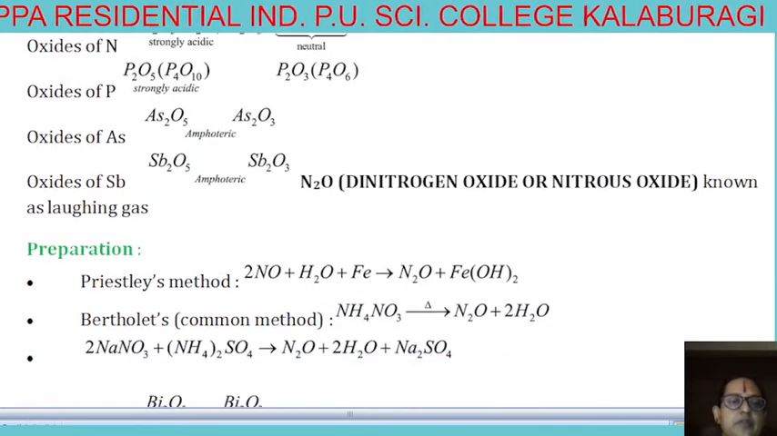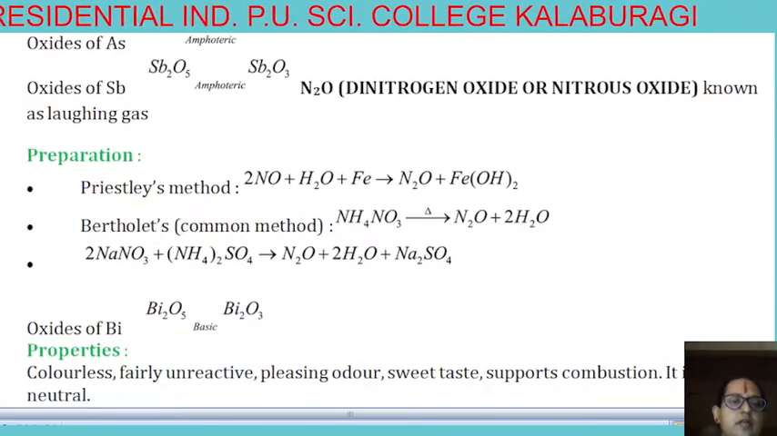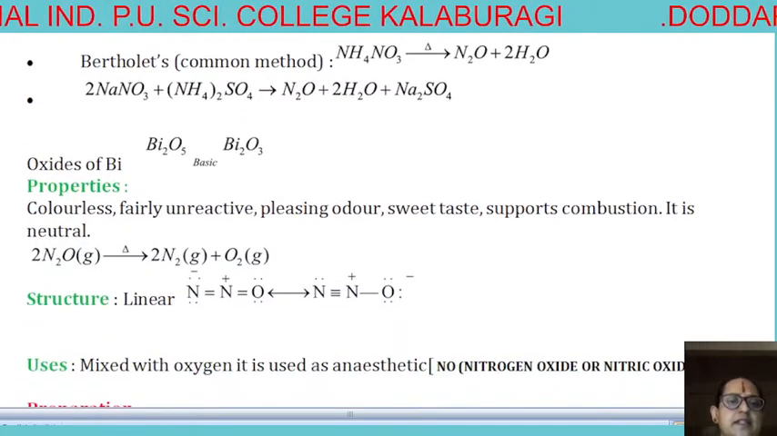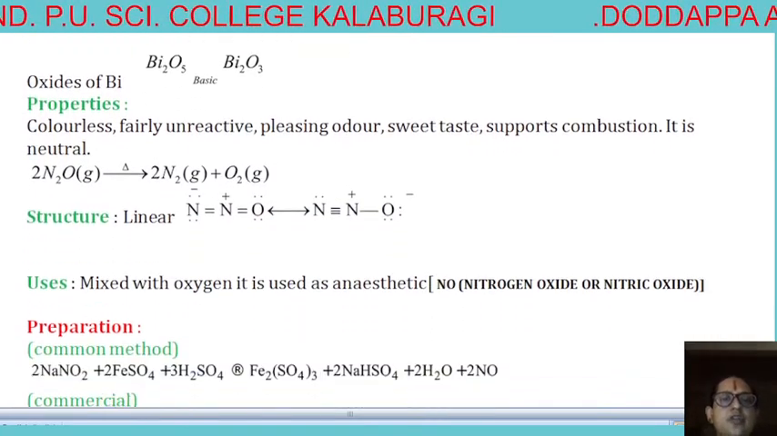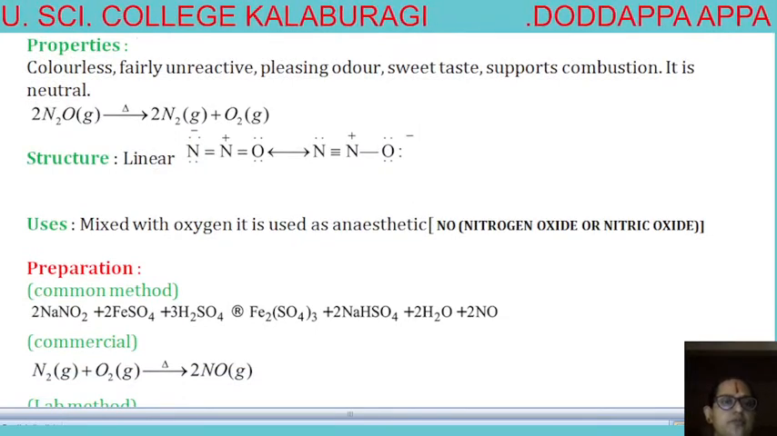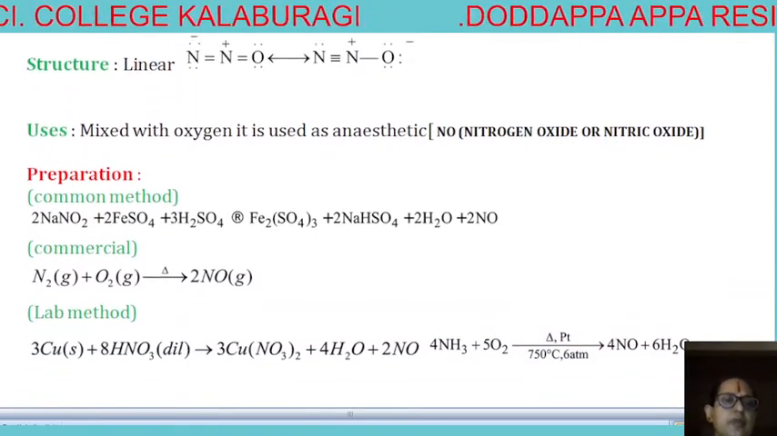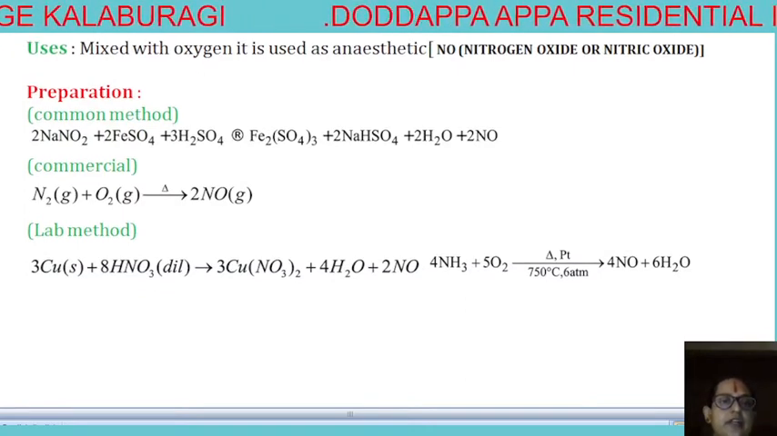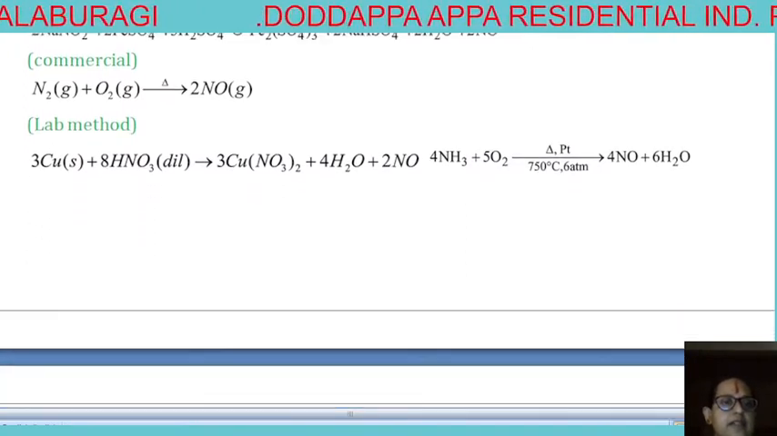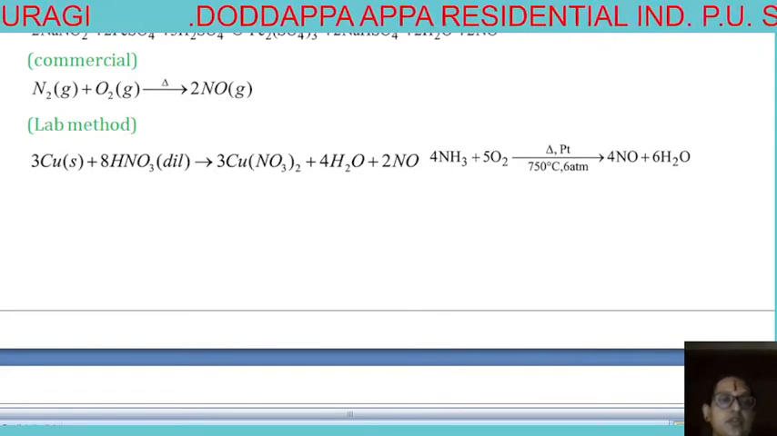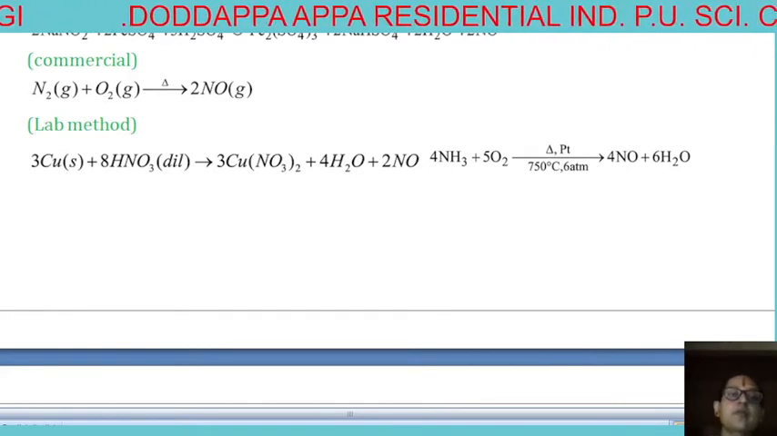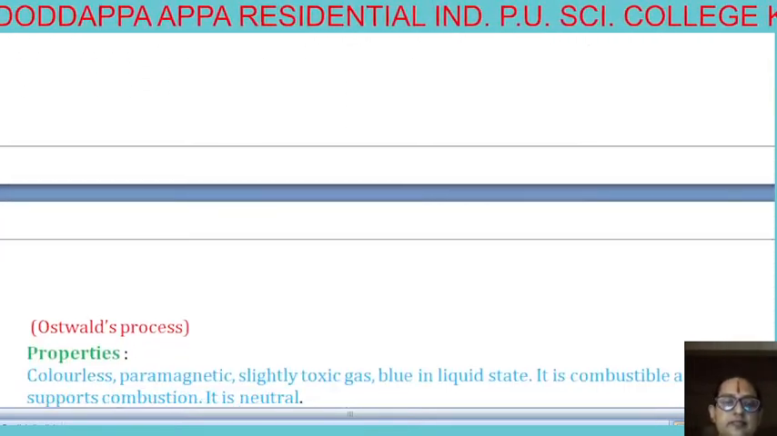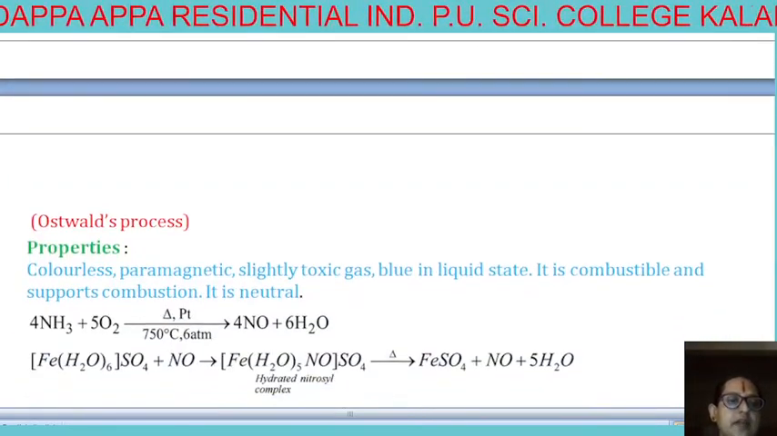Then we have their preparation. Properties: colorless, fairly unreactive, pleasing odor, sweet to taste, supports combustion. One more common preparation method is from sodium nitrite, ferrous sulfate, and sulfuric acid. The commercial method is from nitrogen and oxygen. The lab method is from copper and dilute nitric acid. One more method is by Ostwald process.